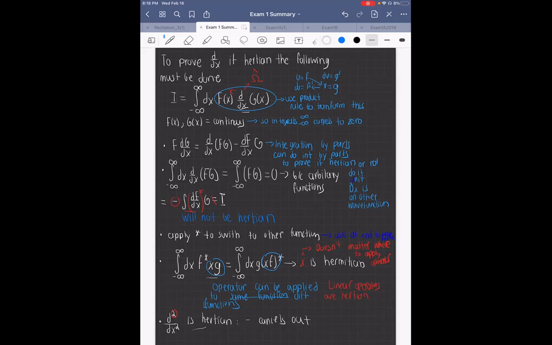I believe the overall result you get is this, and this would be not Hermitian. So the derivative operator is not Hermitian. And if you're confused about this, I'm going to go more in depth on my example. And just to let you guys know, x is Hermitian, because you could just multiply x by g or f by g, and it doesn't really matter where you put x.